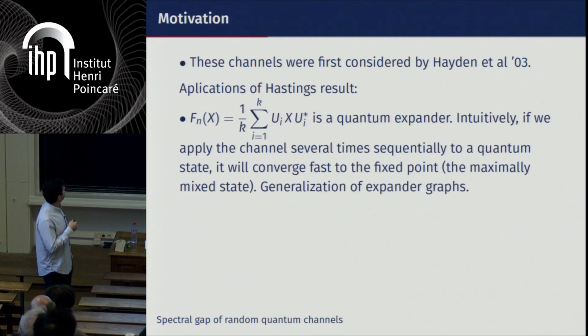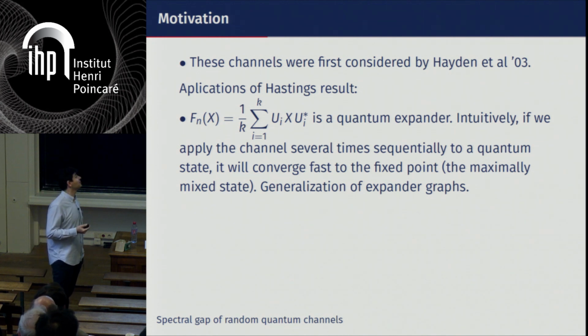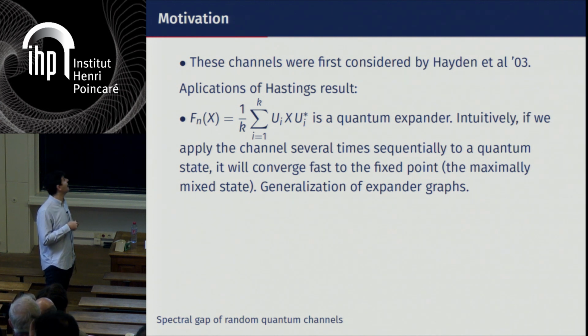So first, this channel is a quantum expander. This is almost by the definition of quantum expander. So what is a quantum expander? A quantum expander is something that has first eigenvalue equal to 1. Every channel has first eigenvalue equal to 1, but associated to the eigenstate, the identity. So it's usually a unital channel, and such that the second eigenvalue is upper bounded away from 1. So it's essentially what he proved, right?